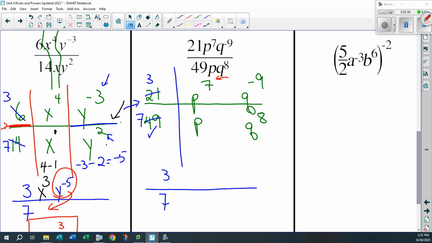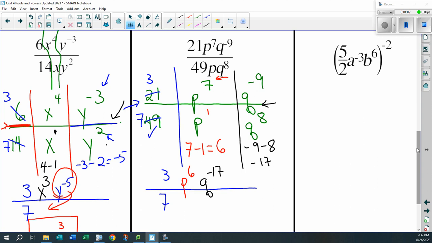Okay, let's go to the next part. This is 7. This is p to the 1. So 7 minus 1, which is 6. So this is p to the 6. Let's do the next one. This is negative 9. Don't forget that means minus 8. Negative 9 minus 8 is negative 17. So this is q to the negative 17.